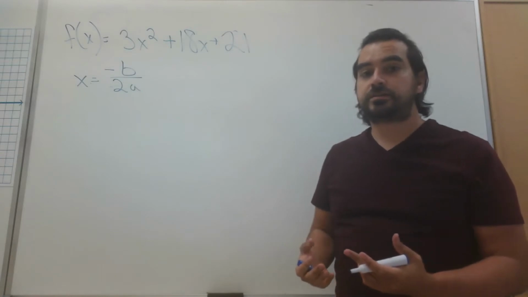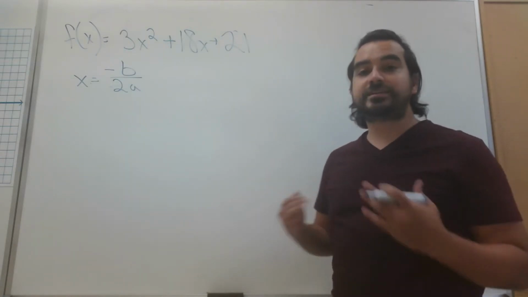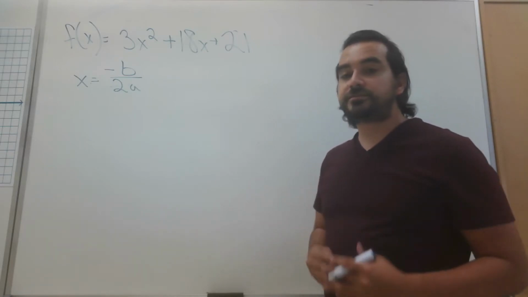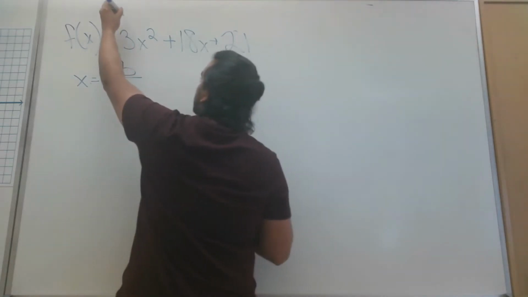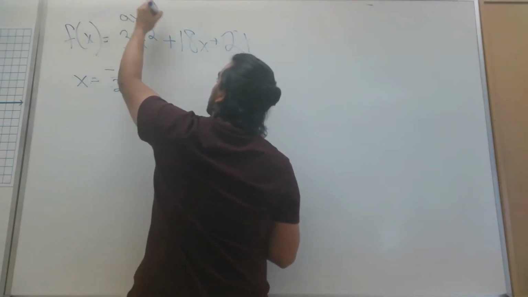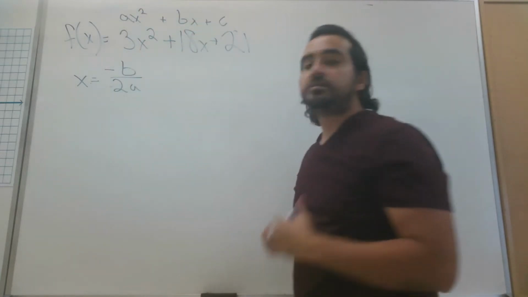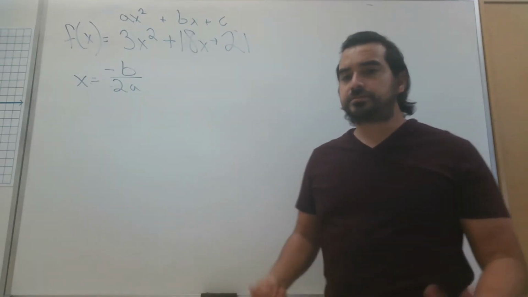So for the function f of x equals 3x squared plus 18x plus 21, what we're going to do is identify the a, b, and c. And remember, we could put standard form, which is ax squared plus bx plus c, to help us identify this information. So let's go ahead and substitute.